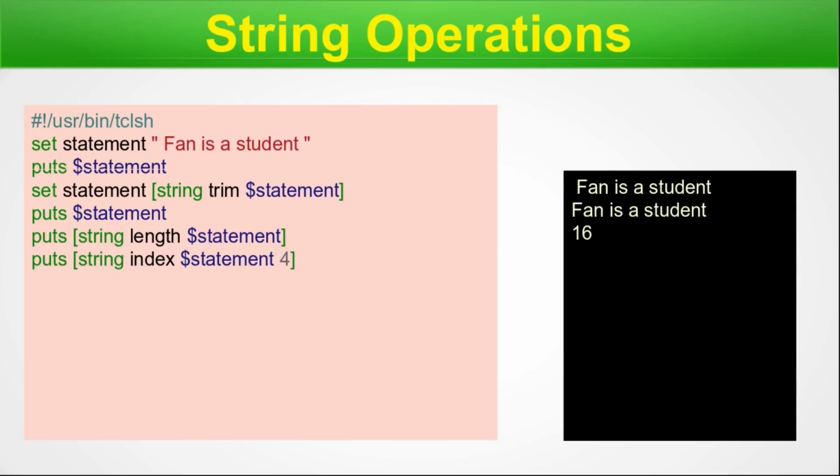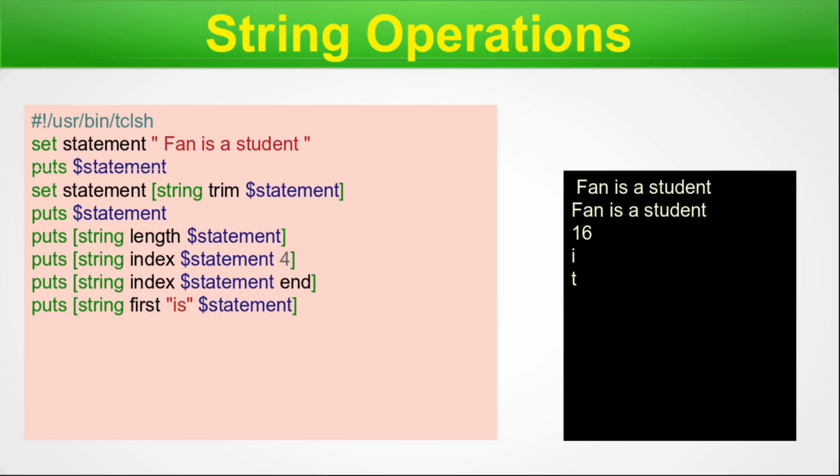The next one is that we use string index, then the dollar statement, then 4. So we'll be checking the fourth index of the string. Okay, what is this? It is I. So this is how we see the indexed element. The next one is string index, then the string value, the dollar statement, and then end. End means the last index. So it's T. Okay. Then we try another command. String first i, then the statement. What it does is give 4. Okay.